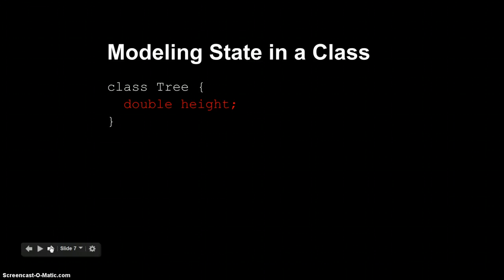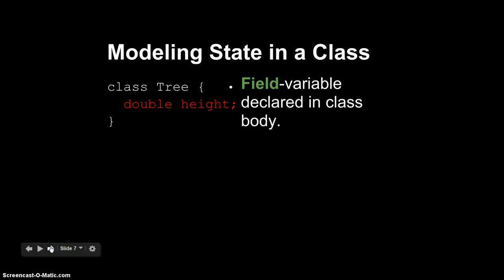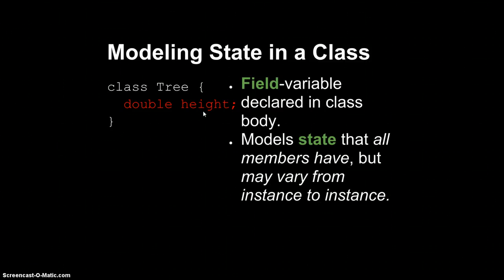Now how are we going to model state in a class? We're going to use something called a field. A field is a variable declared in the class body. Right here we've declared a double variable named height. What does that mean? It means that in the blueprint we're saying every tree has a height of some kind. Each individual tree's height may change. The pine tree outside may be very, very tall, whereas the sapling on my sink countertop may be short. But if it is a tree, it will have height. So we've got information that may vary from instance to instance, but that all members have. That's state. And we call this special variable declared in the class a field.